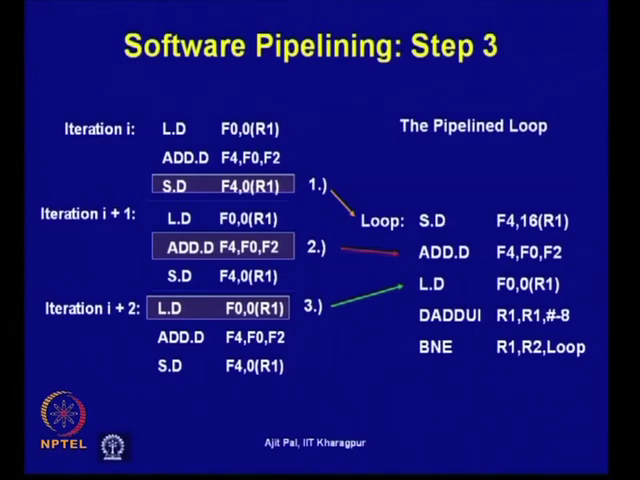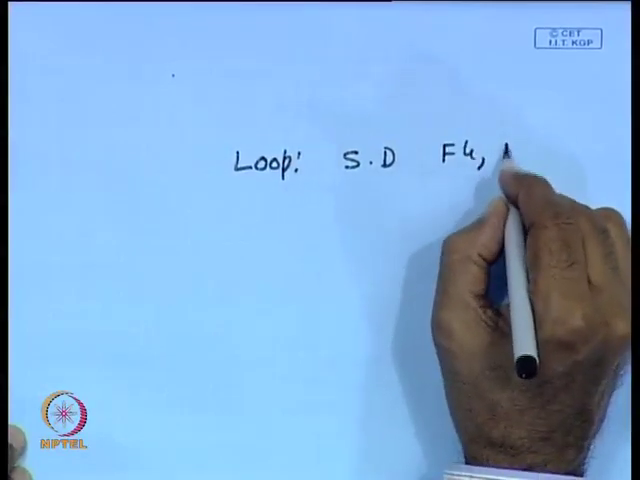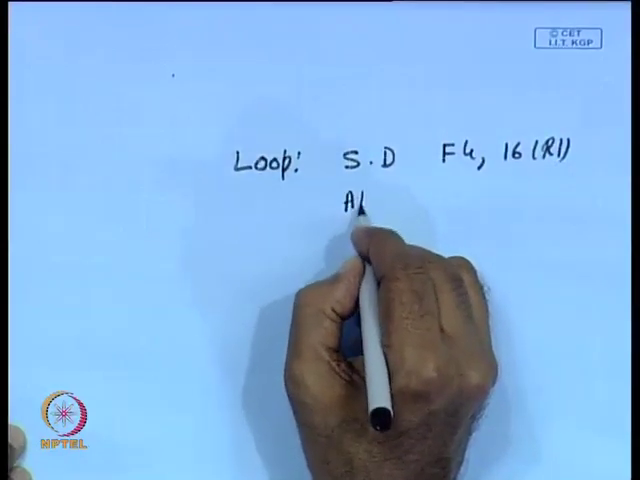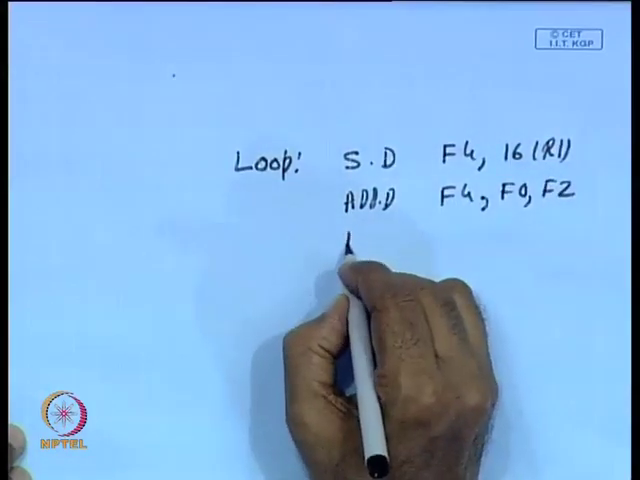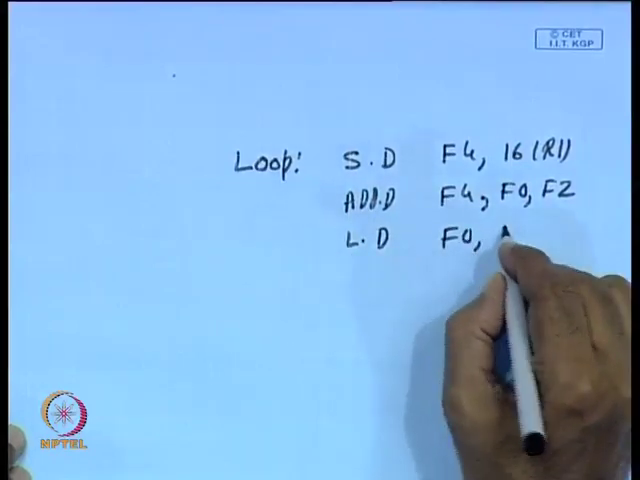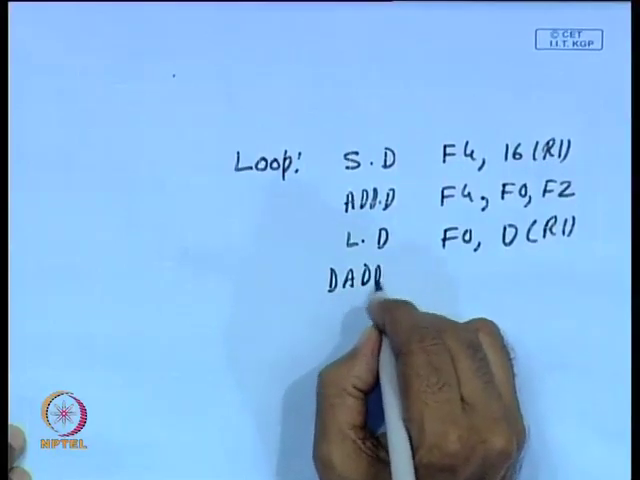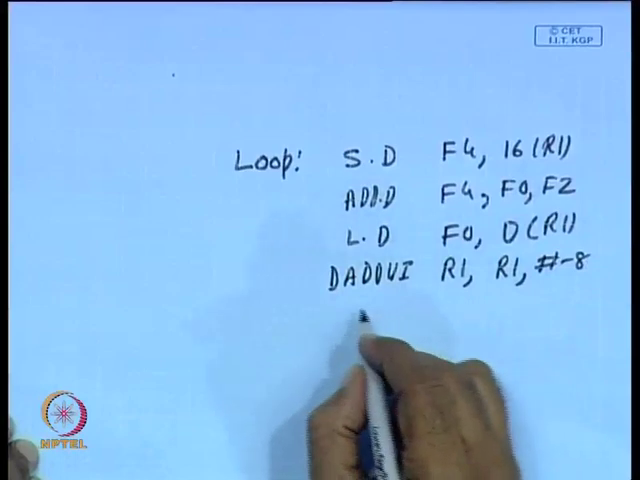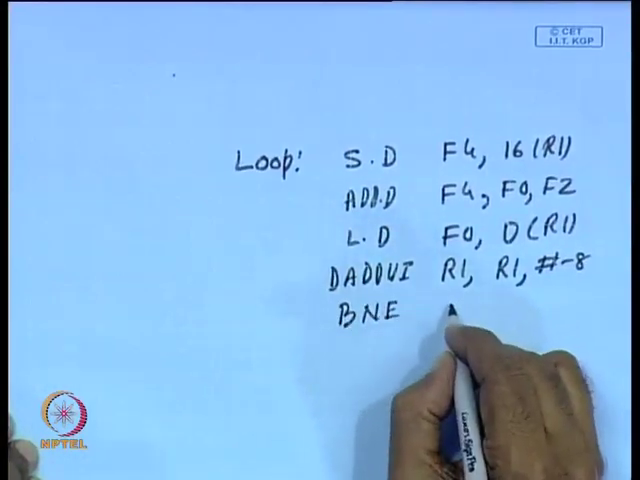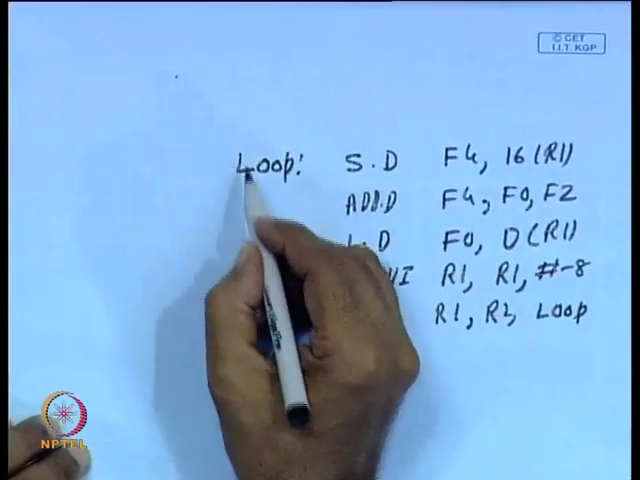So, if we consider this, your loop body is: loop, store double F4, 16 R1, then add double F4, F0, F2, then load double F0, 0 R1, and this is decrementing the pointer, DADDUI R1, R1, -8. So, you are decrementing by 8, and BNE R1, R2, loop. Okay. Now, this is your main loop body.